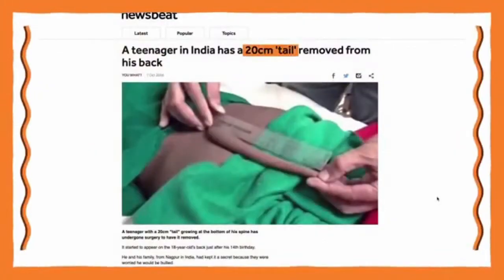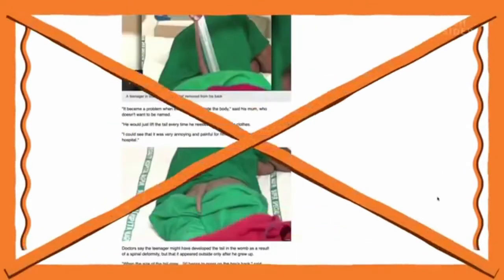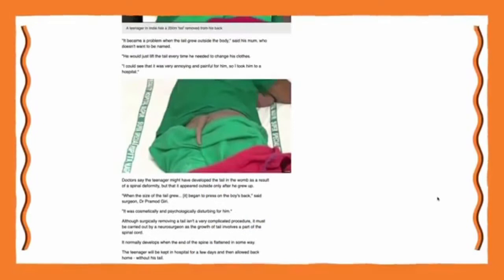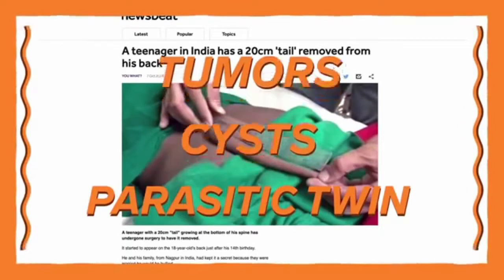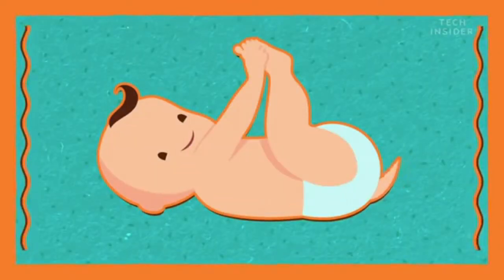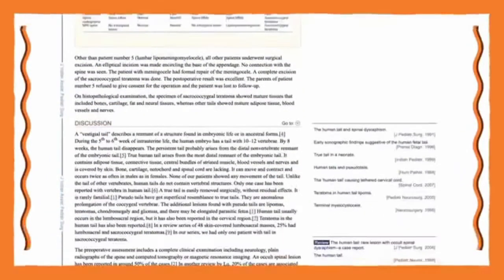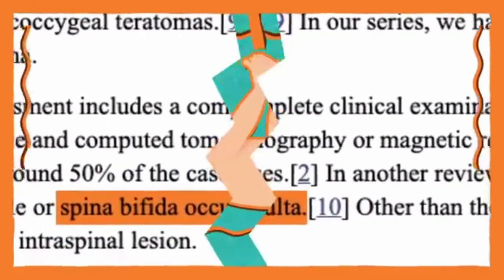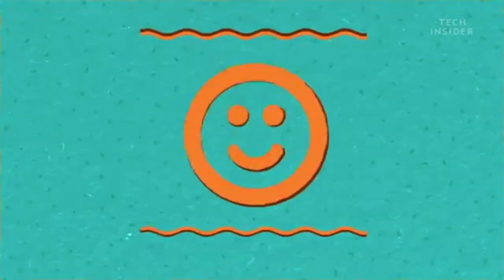Now, in rare cases, babies are born with what looks like a tail, but that's not what's really going on. Most often, these tails are actually tumors, cysts, or even a parasitic twin. Even more occasionally, they're a true outgrowth of the spine, but are completely boneless, a soft tube made entirely of fat and tissue. These types of tails usually form as a birth defect, a deformity of the spine called spina bifida. And in these situations, doctors will surgically remove the tails with no harm to the baby.